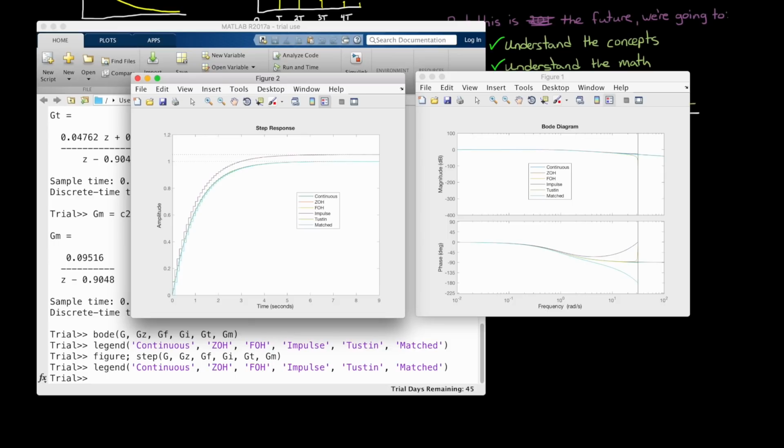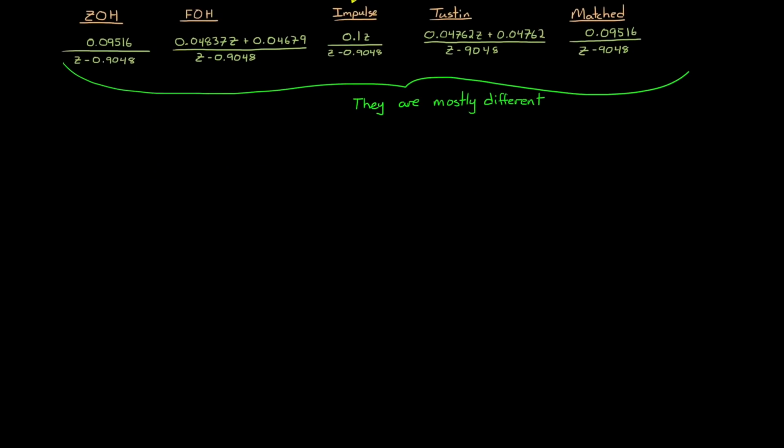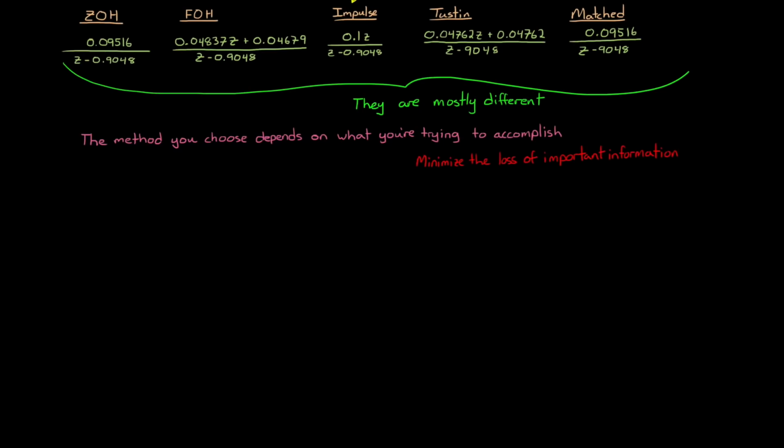Alright, so what gives here? I mean, how do you choose the right method? How are they actually different, and why don't they match our hand calculations? First off, the method you choose depends on what you're trying to accomplish. When we convert from a continuous to a discrete system, we necessarily lose information. We're sampling a continuous system and only looking at some of the data. Our job is to figure out what is important to us and then minimize the loss in that area.